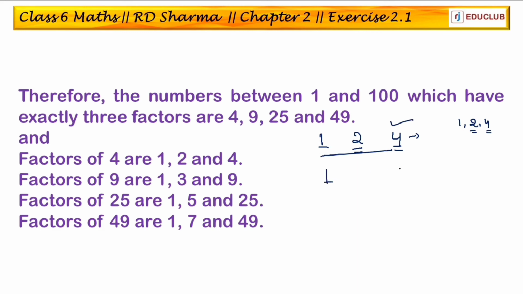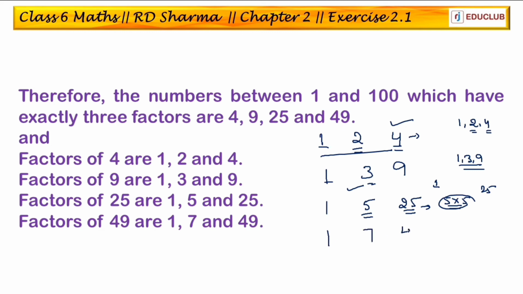Similarly, 9 is there. So 1 is a factor, 9 is a factor. This is the square of 3. So 3 will be a factor, because factors of 9 are 1, 3 and 9. Okay, have you got it? Similarly, 25. It is the square of 5. So 1, 5 and 25 are the factors, because 5 into 5 is 25. 1 will be a factor and 25 will be a factor. 5 appears 2 times, so we take the factor only once. Similarly, 7 is there, 49. So 1, 7 and 49. This has 3 factors.